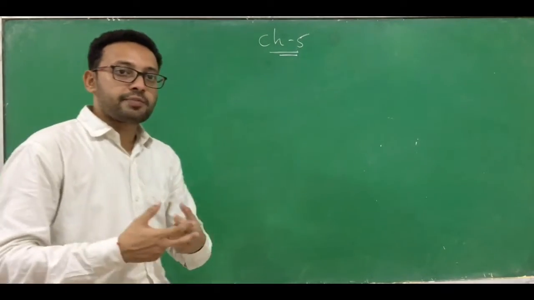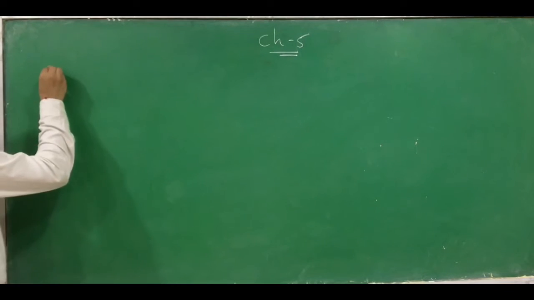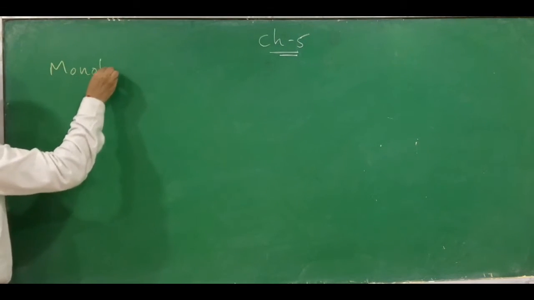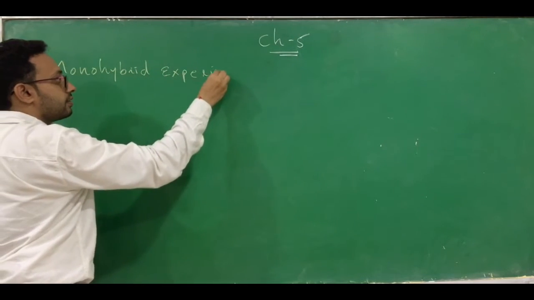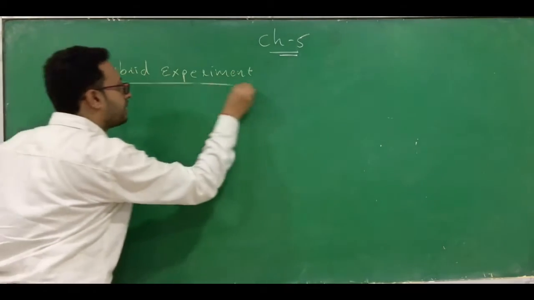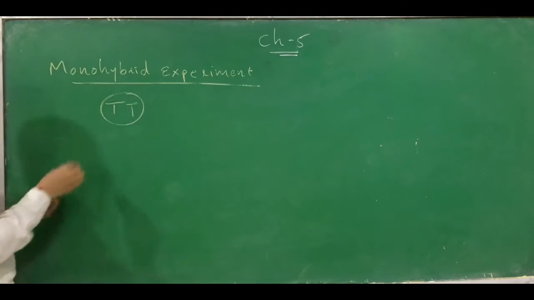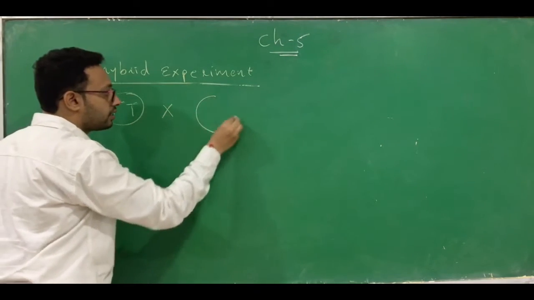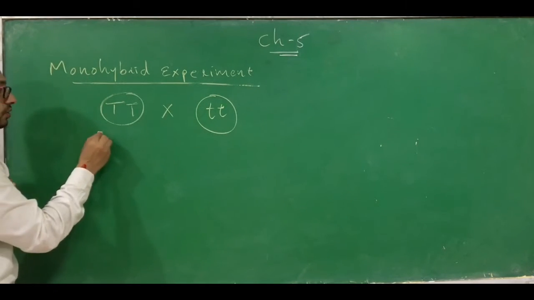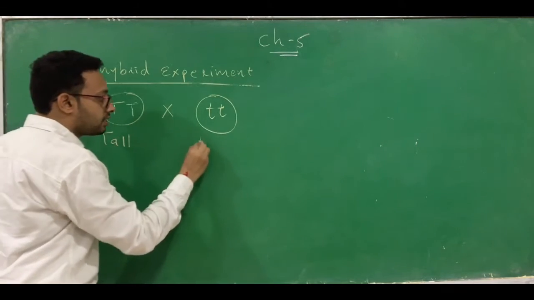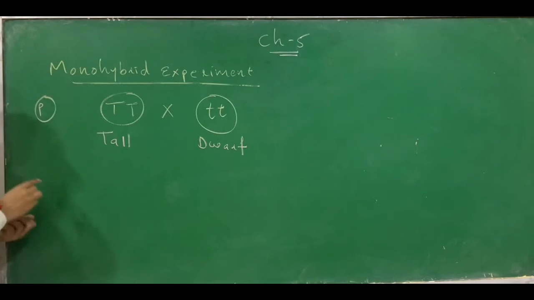From this monohybrid experiment we have to learn many things. So let's learn what a monohybrid experiment is. In a monohybrid experiment, which can also be called inheritance of single gene, how has Mendel performed it? Mendel took a tall plant, capital T, and crossed it with small t. Remember, you cannot write D instead of T. This is tall, this is a short plant, you can also call it dwarf. Mendel took it as the parent generation.